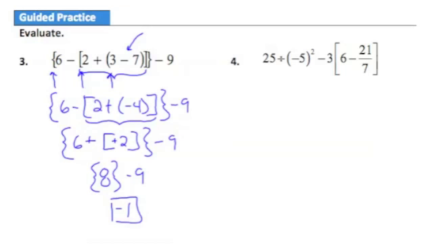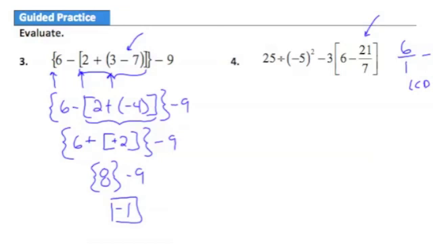Question 4. Starting over here, inside the brackets. Notice I have some fraction work to do there. I'm trying to take 21/7 from 6, so let's go over on some scratch work here. Let's write that 6 as a fraction. 6 over 1. That's 21 over 7. We got to get a common denominator.